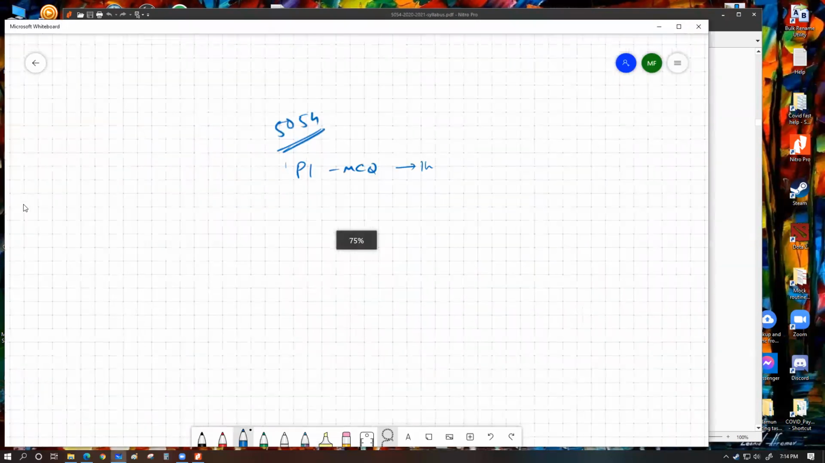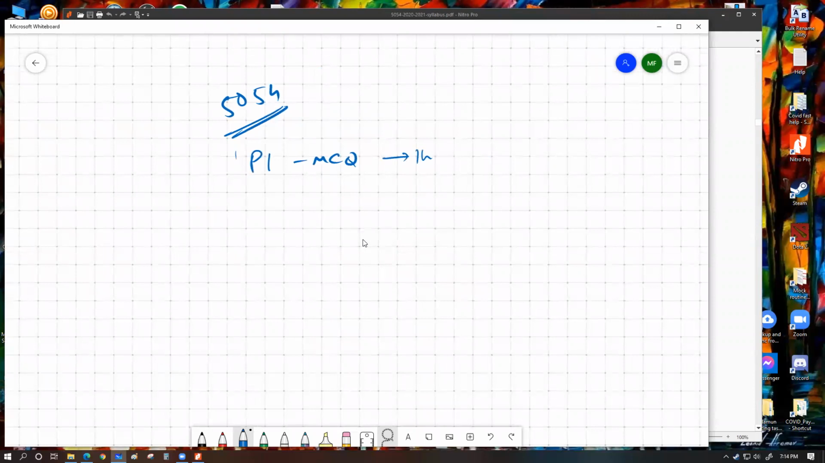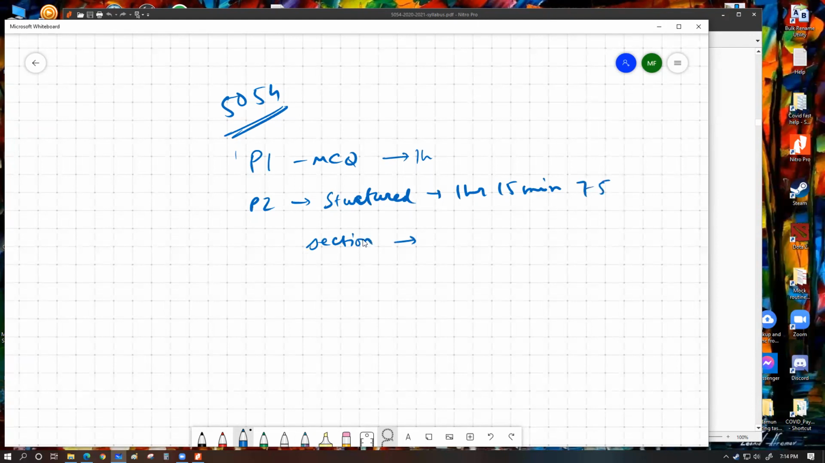Then we have paper 2. Paper 2 is the structured portion, which is the written version. This is a 1 hour 15 minutes exam. In this paper we have 2 sections. This is a total 75 mark exam.